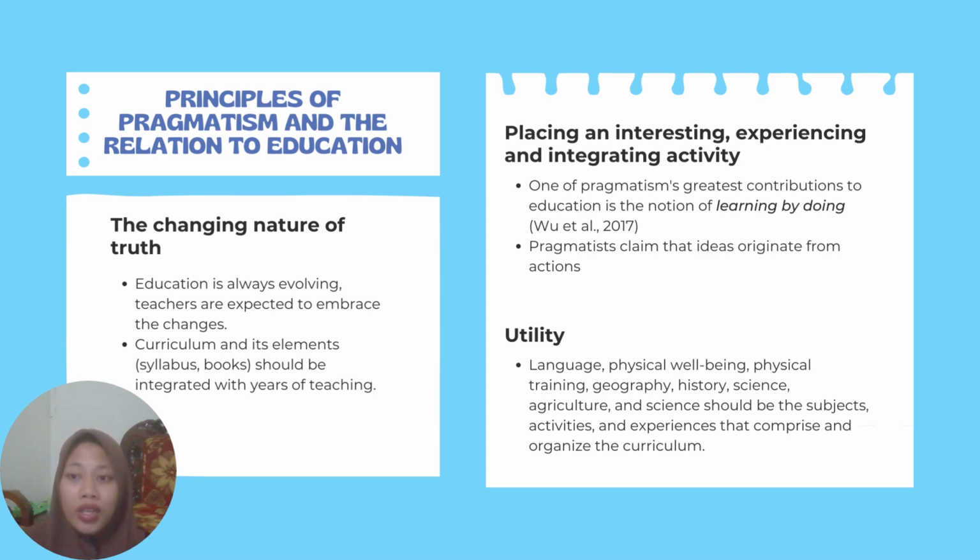The first one is the changing nature of truth. It is believed that truth is always relative to time, places, and circumstances. For instance, as I mentioned earlier, when a teacher teaches as their past teachers taught them, without considering the changes of curriculums, schools, students, materials, and textbooks, it means that they will be outdated.